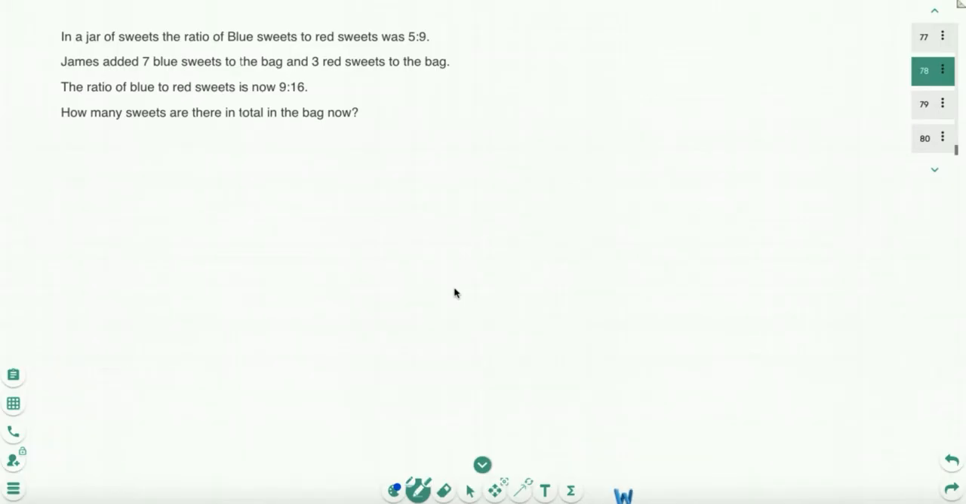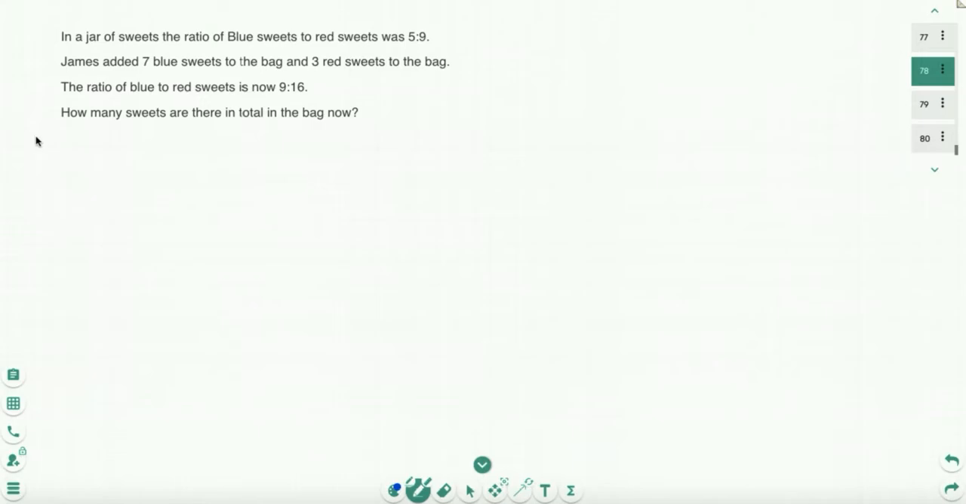Question now. In a jar of sweets, the ratio of blue sweets to red sweets is 5 to 9. James added 7 blue sweets to the bag and 3 red sweets to the bag. The ratio of blue to red sweets is now 9 to 16. How many sweets are there in total in the bag now?